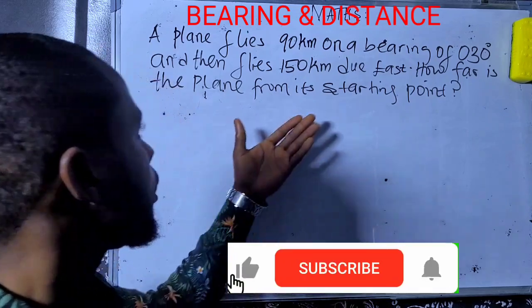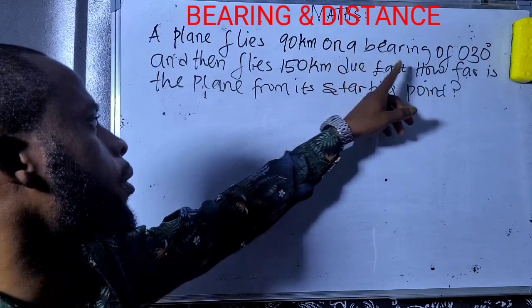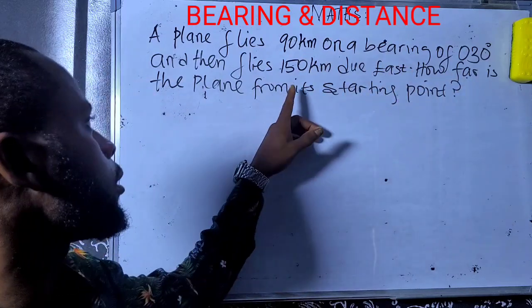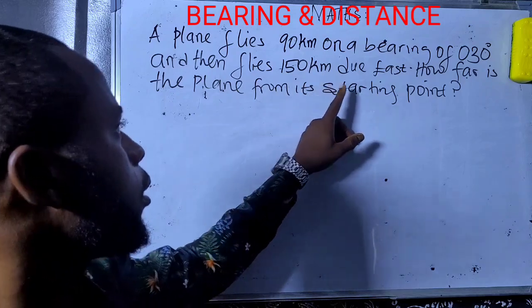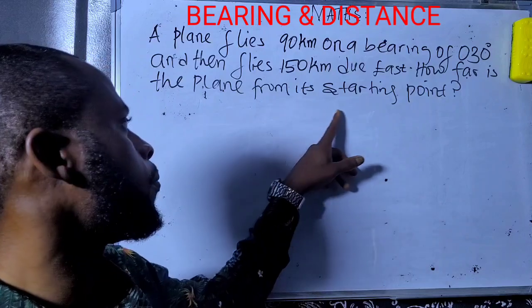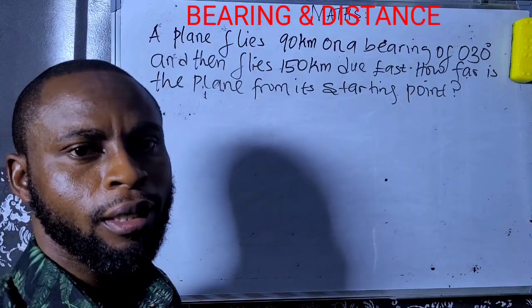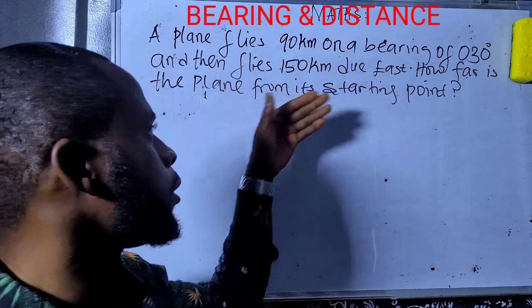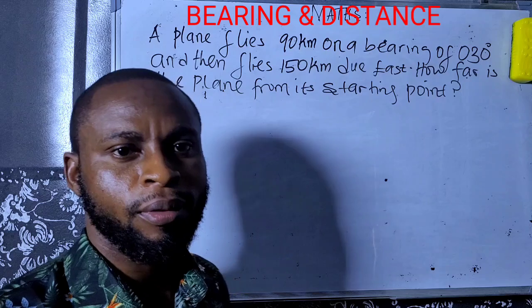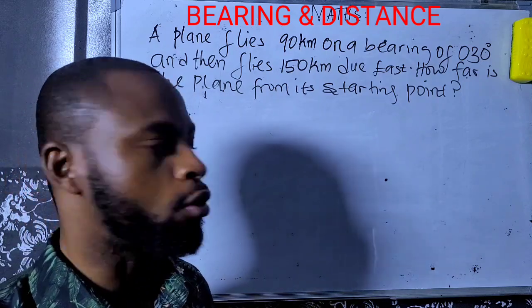We have example 1 here. It says a plane flies 90 kilometers on the bearing of 30 degrees and then flies 150 kilometers due east. How far is the plane from its starting point? Here, what you need to understand is how to interpret the question into the diagram. Once you understand that, the question is just very simple to solve.